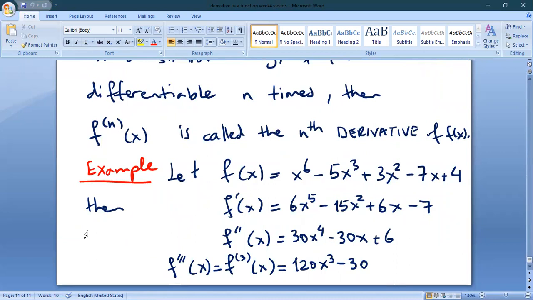Let's say we have a function x to the 6 minus 5x cubed plus 3x squared minus 7x plus 4. The first derivative will be 6x to the 5 minus 15x squared plus 6x minus 7. The second derivative will be 6 times 5x to the 4, which is 30x to the 4, minus 15 times 2x, which is minus 30x, plus 6 minus 0. And then the third derivative will be 30 times 4x cubed minus 30 times 1 plus 6 times 0. So 120x cubed minus 30.